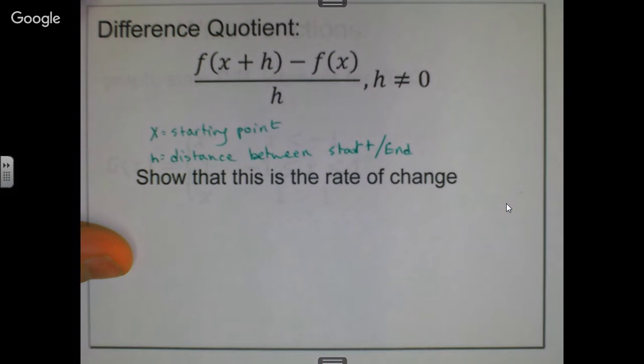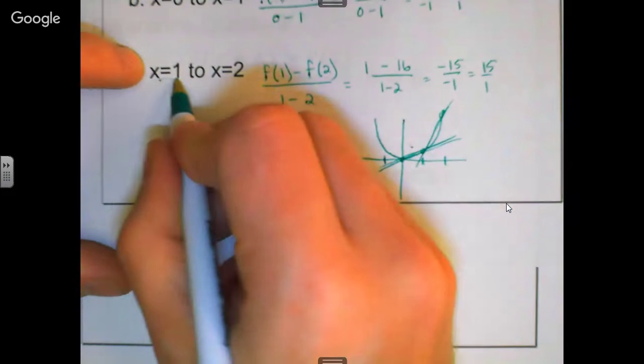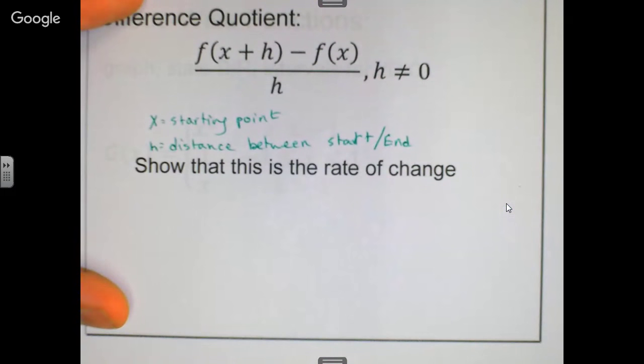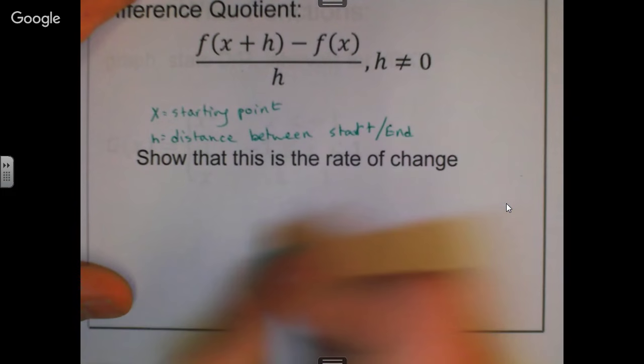Okay, so on this one here, we had a starting point of 1, and the distance between my starting point and my stopping point was also 1. So I'd say h equals 1. Now, let's show that this is actually the rate of change. The rate of change was f of x2 minus f of x1 over x2 minus x1.